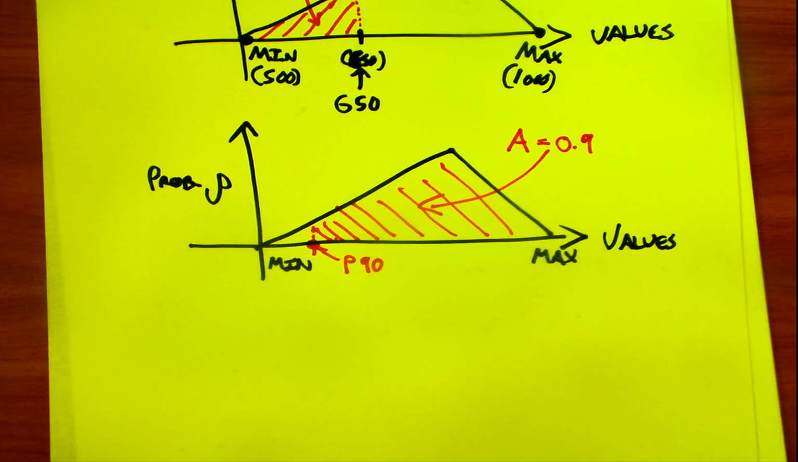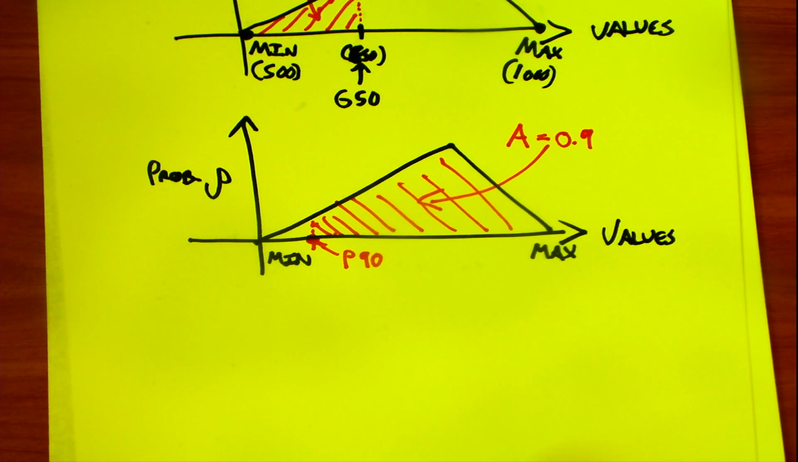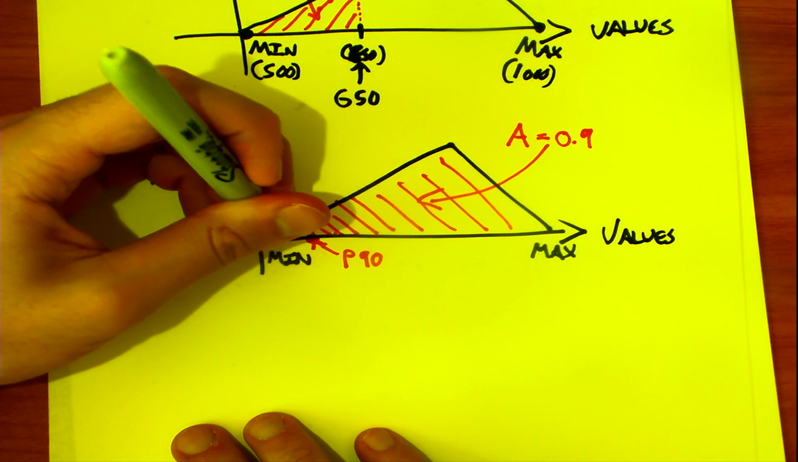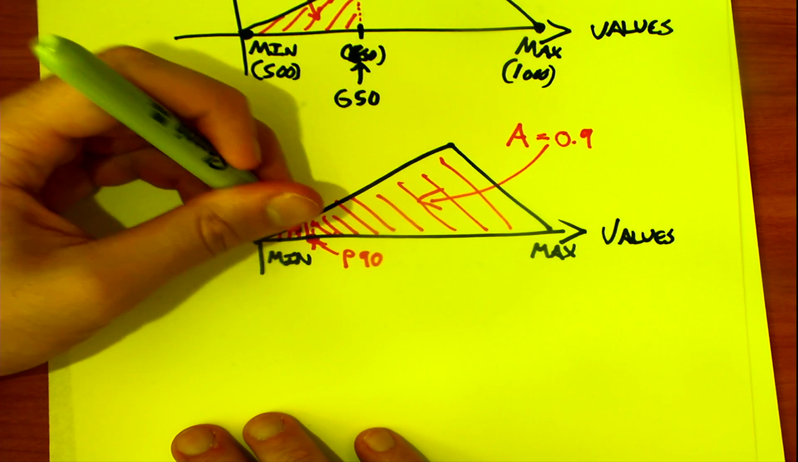Because if area is probability and there's a 90% chance of a value greater than the P90 estimate, that means that the area to the right of it must be 0.9. So if we know the area to the right of it is 0.9, that means we can also back out what the P90 estimate should be. Because by the same token, the area to the left of it should be what? Right.